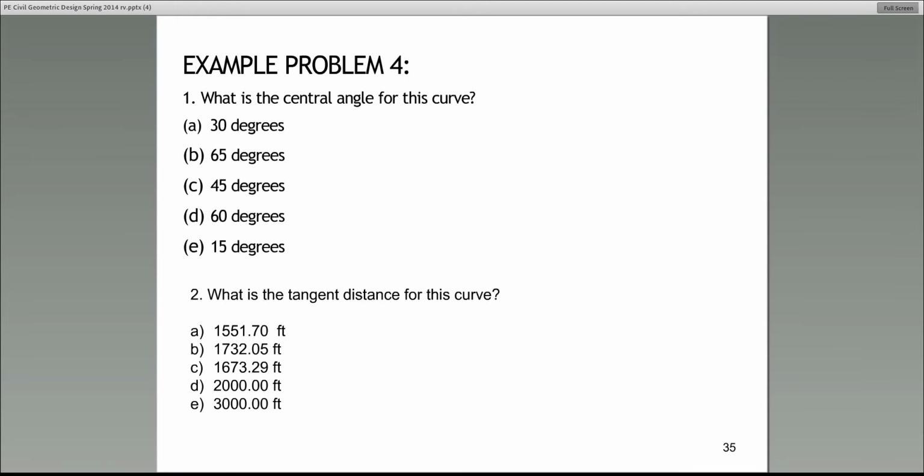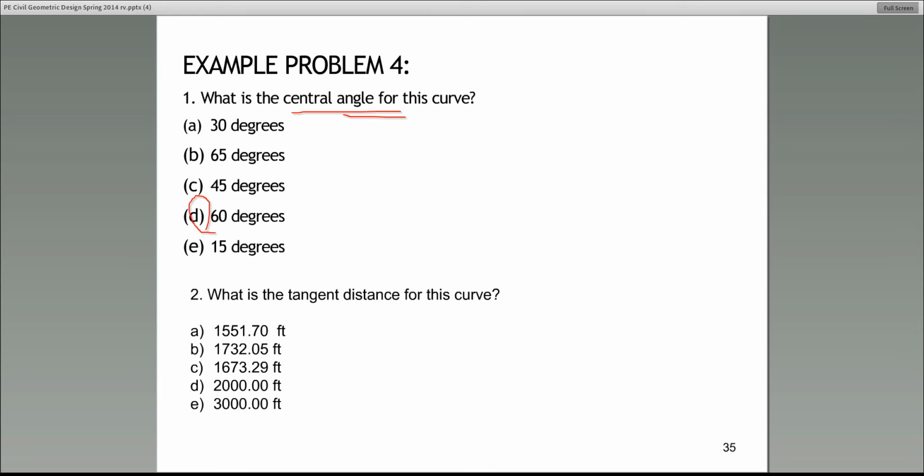What is the central angle for this curve? Give me the answer. These are the choices. This is where the fun begins. All right? And I'm already getting some answers here. Those of you who are answering, you're saying either 60 or D, and you're correct. So here it is. The central angle is 60 degrees, and really all you have to do is find the angle of intersection, and it's 60 degrees. There it is. Okay, let's move on to the next one.